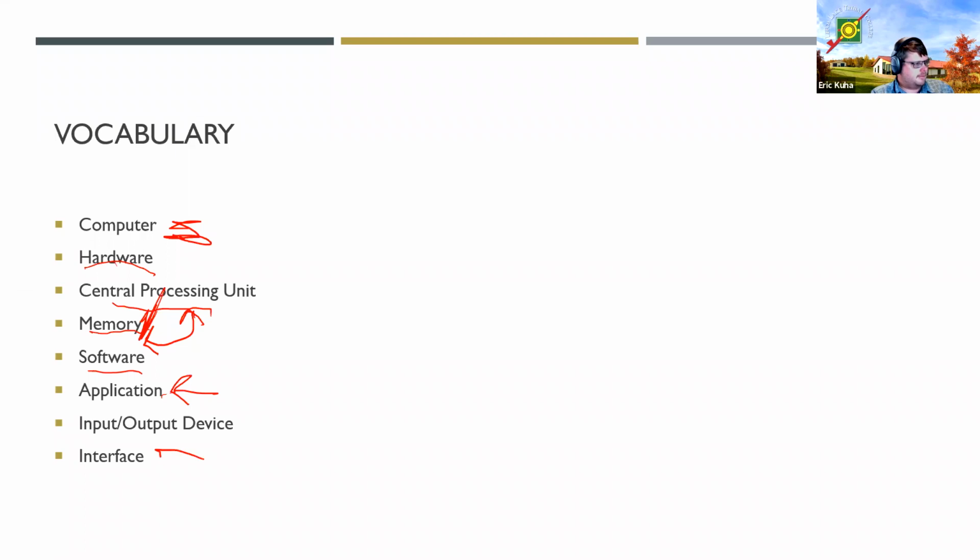And then the idea of interfaces. I use this word a lot because there's lots of different kinds of interfaces. In particular, there's input-output devices which allow us to interact with a computer.